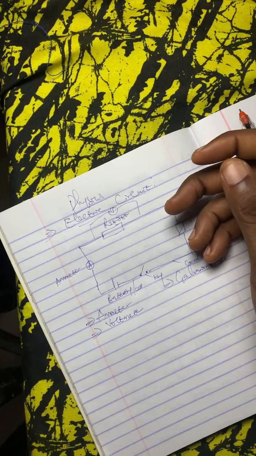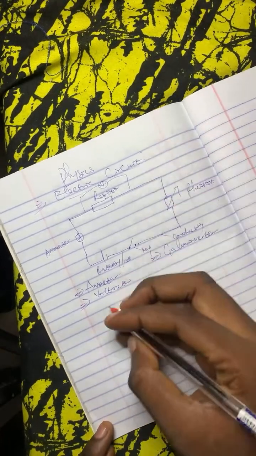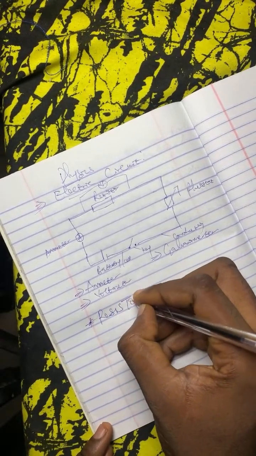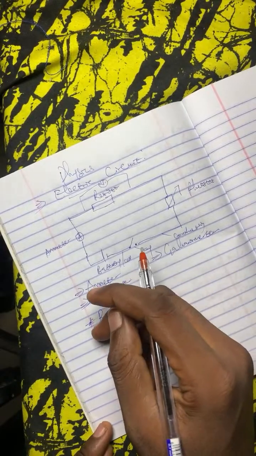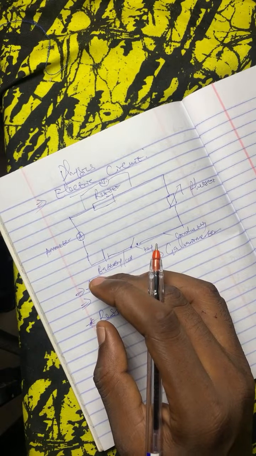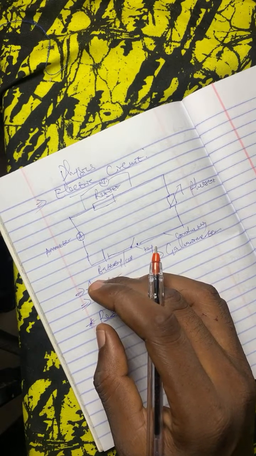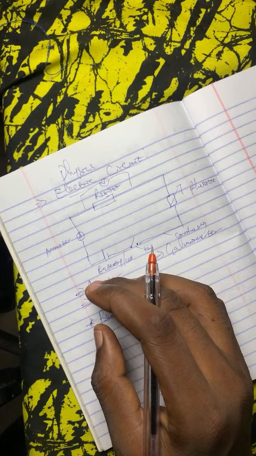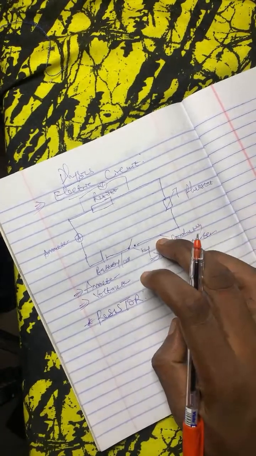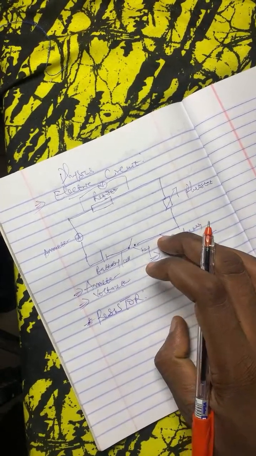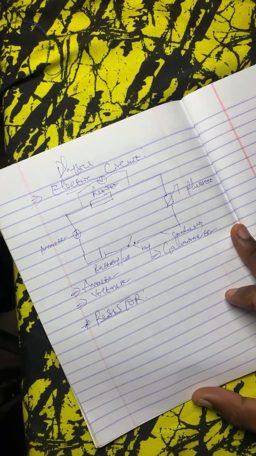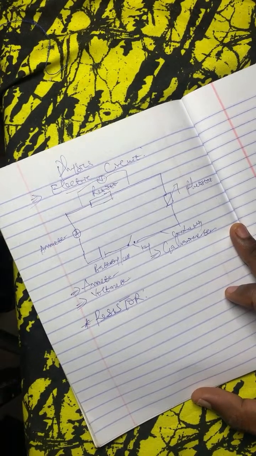But in this electric circuit, I want us to look at what we call a resistor. R-E-S-I-S-T-O-R, a resistor. Now, what is a resistor? Generally, a resistor is an electrical component that tries as much as possible to limit the regulation of the flow of electric current in an electronic circuit or electric circuit. So a resistor is also a circuit element.